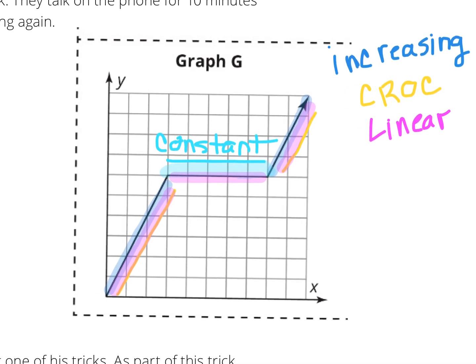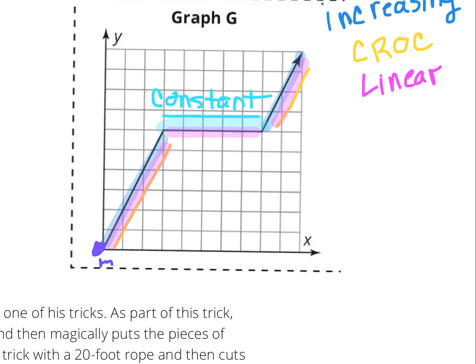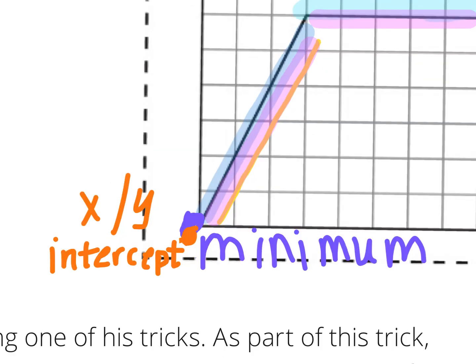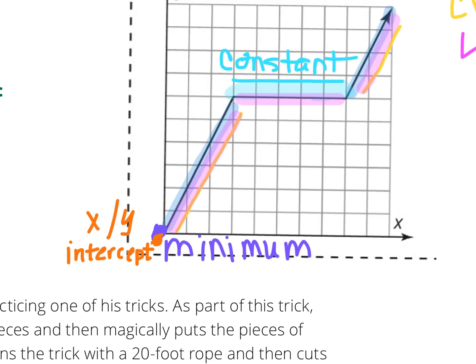In this graph, we also have a minimum. So I'm going to label that. And because the minimum is sitting at the origin, it actually has an X and a Y-intercept. So anytime the graph hits at the origin, it's got both an X and a Y-intercept.